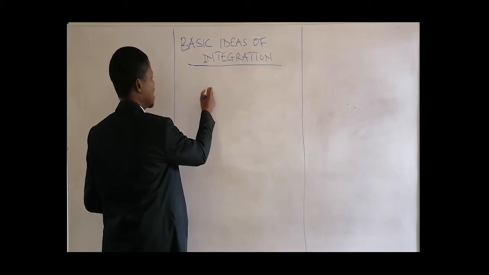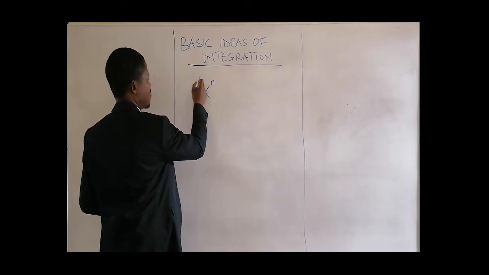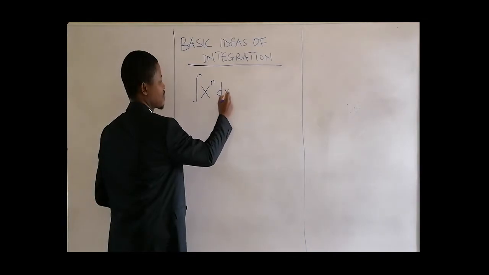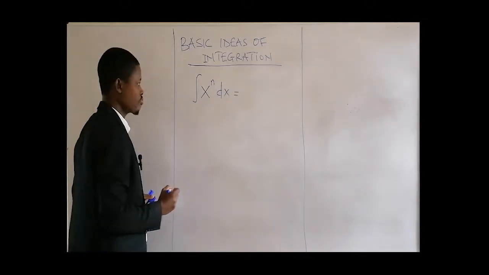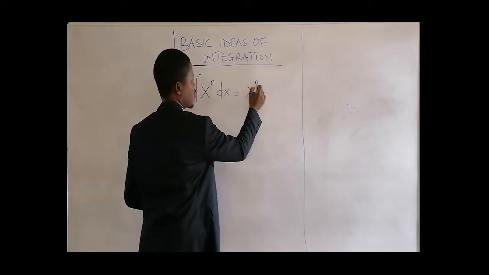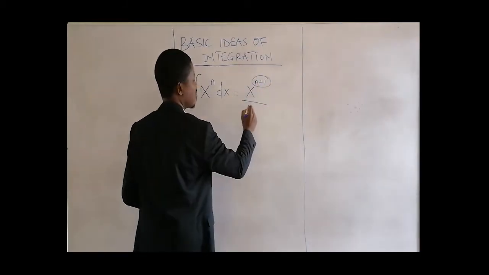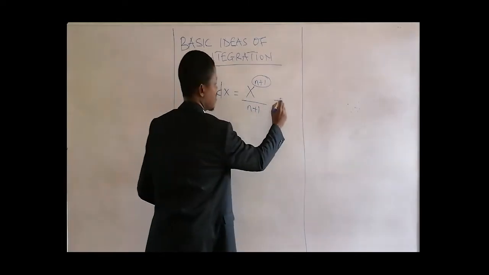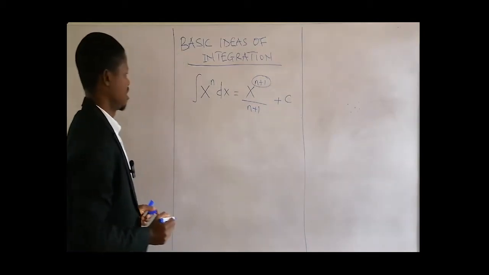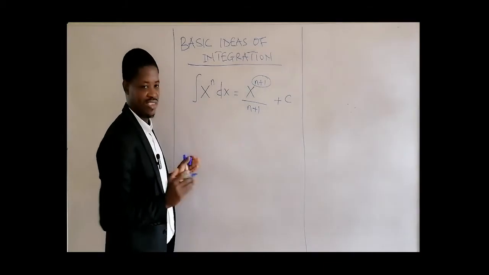The standard formula for integration is this. When you have this function, this is the symbol for integration. Then you put the element of the integration, the x. The standard form is x to the power n plus one, over n plus one, plus the constant of integration. C is the constant of integration. So this is the format, the standard rule for integration.